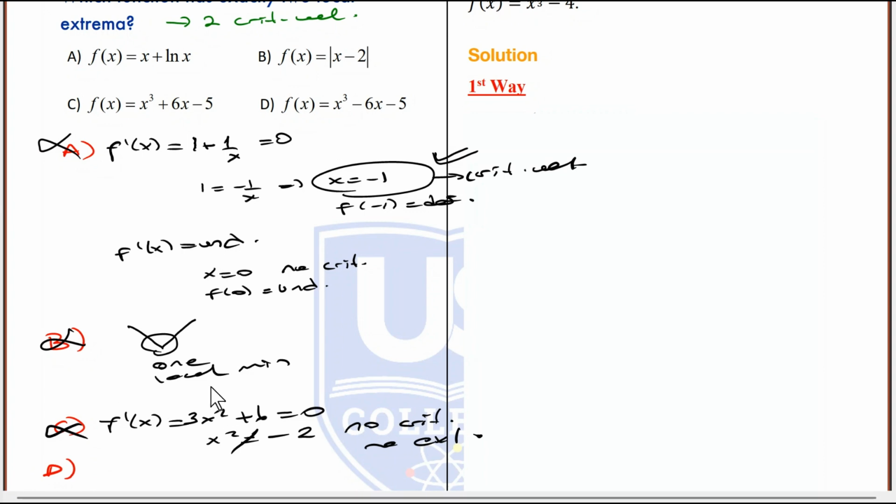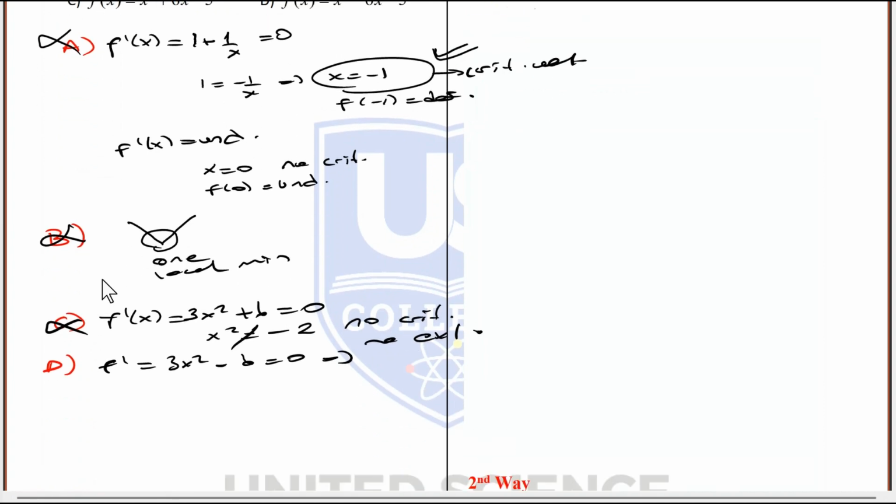Why? Let's see. What is the derivative in D? 3x squared minus 6 equals 0. In the exam, I don't have to solve D, of course, because I already eliminated 3 options. Now I just want to show you how it has two extrema. 6 to the other side, x squared is 2, so x is plus and minus square root of 2. Since I have two different values, I will have two different local extrema. So this is the answer.